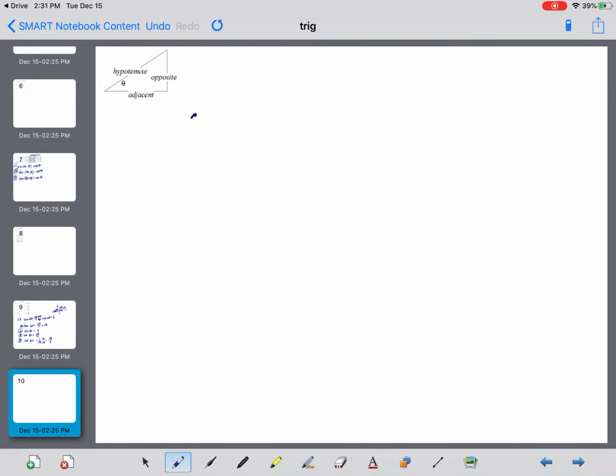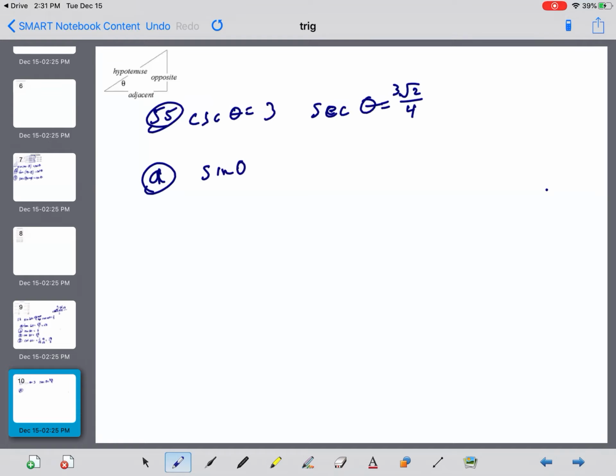All right, for 55, you're told cosecant theta is equal to 3, and that secant theta is equal to 3 radical 2 over 4. All right, first thing you're asked for. This one we're not really going to make for A here.